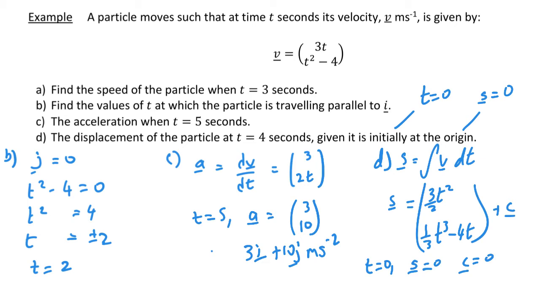Then we're wanting to find whenever t equals 4. So when t equals 4, then s is going to equal 3 over 2 times 4 squared, which is 24i, and then a third times 4 cubed minus 4 times 4, which is 5 and a third j, and that's meters.